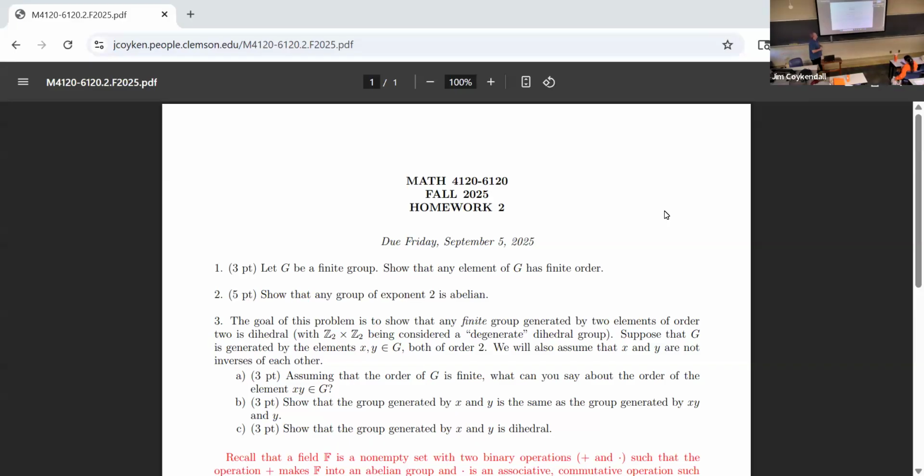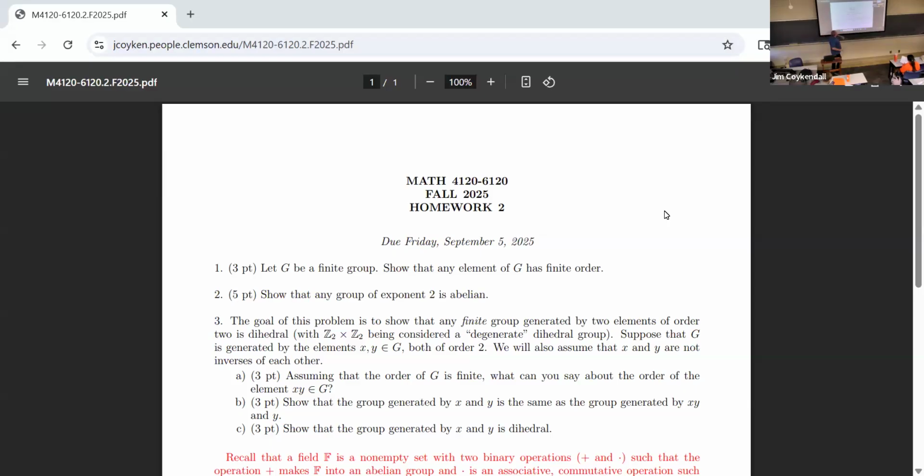Okay, so let me say a couple of words about the next homework. The first problem is: let G be a finite group. Show any element of G has finite order. So essentially, what you're proving is that little trick I did yesterday with the Rubik's cube. If you start with a solved cube and do anything to it, do it over and over again, it'll come back to the original solved position.